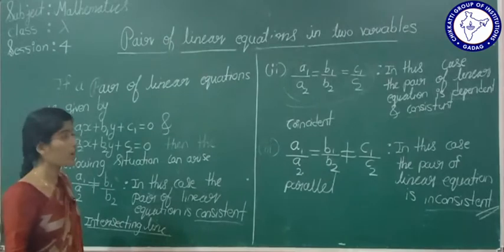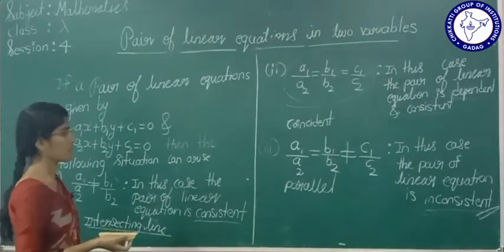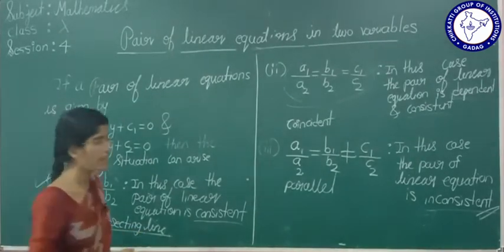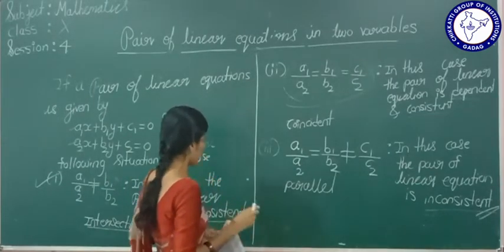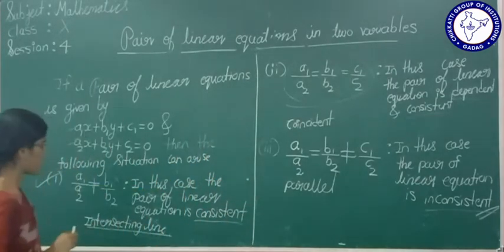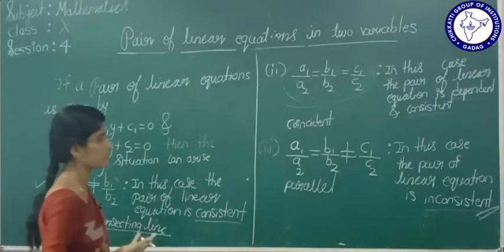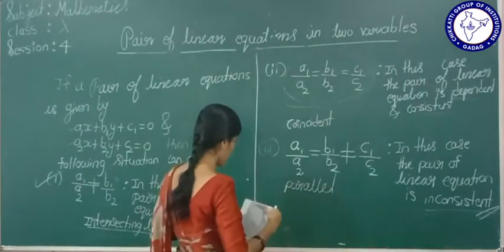Without using a graph, we will tell whether a pair of linear equations gives intersecting lines, coincident lines, or parallel lines. Okay.